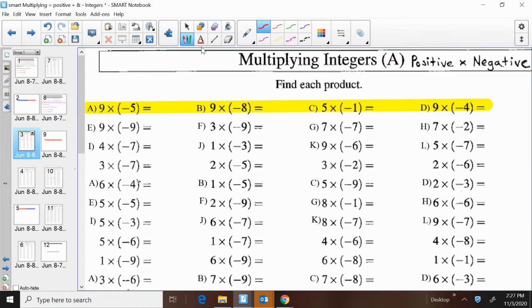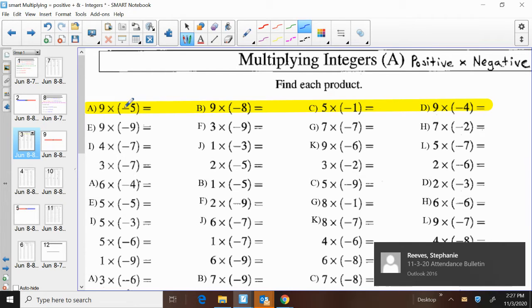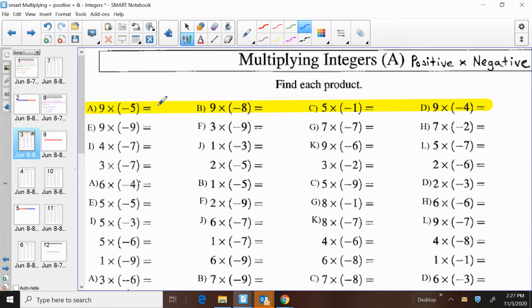All right, so imagine that I wanted to multiply 9 times a negative 5. So that's a positive 9 times a negative 5. 9 times negative 5. 9 times 5 is 45. Since it's a positive times a negative, my answer would be negative 45. Again, different signs. A positive times a negative equals a negative answer.